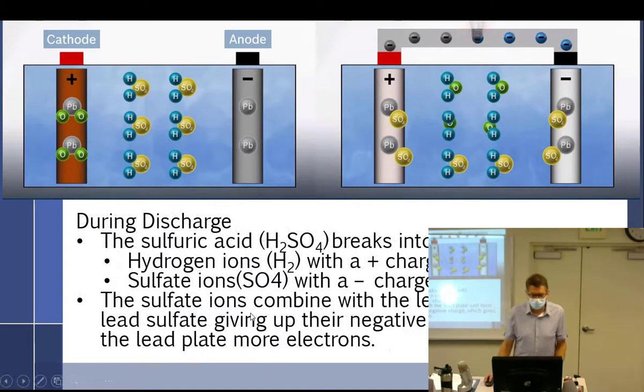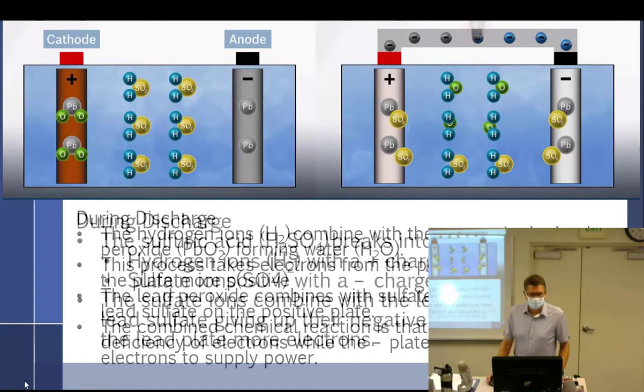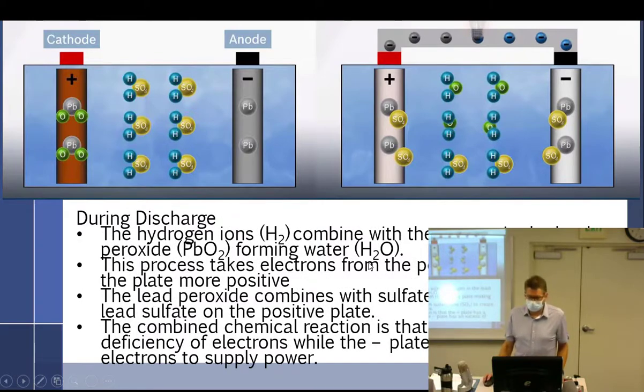But here we hear the sulfate ions combine with the lead plate and form lead sulfate. This is during discharge. So during discharge, you get the sulfate ions combining with the lead plate, which forms lead sulfate. That's part of the discharge process. The hydrogen ions combine with oxygen and lead peroxide, forming water.